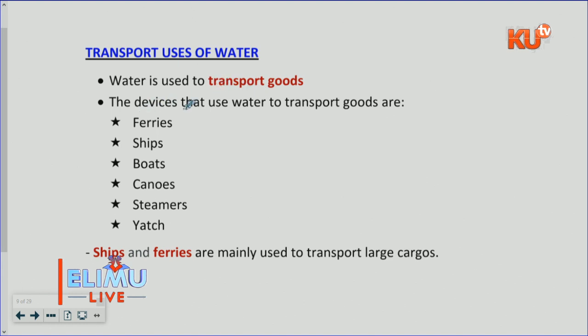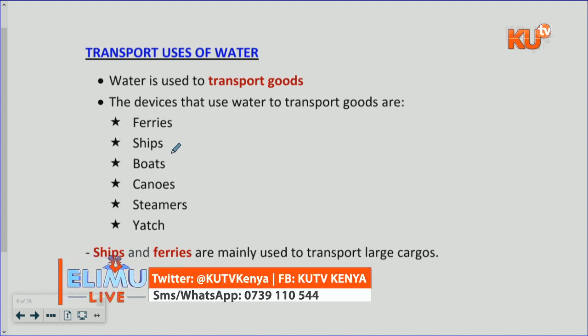The devices that use water to transport goods are: 1, we have ferries; 2, we have ships; 3, we have boats. The next one, we have canoes. The third one, we have got steamers. And then we have got what we call yachts.